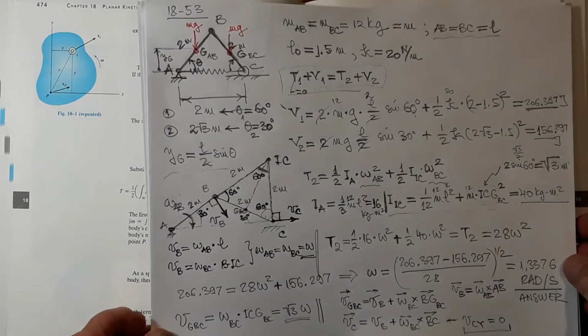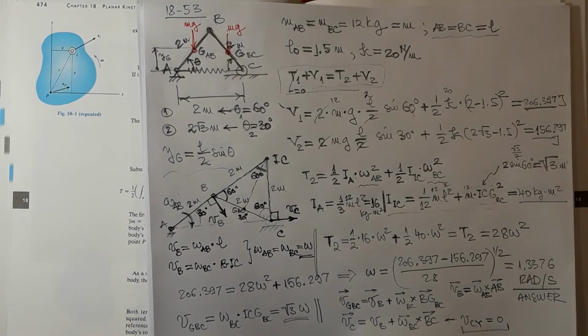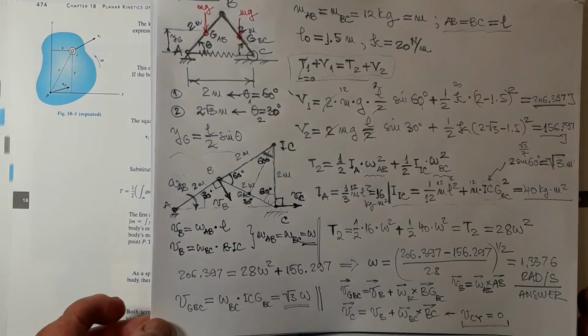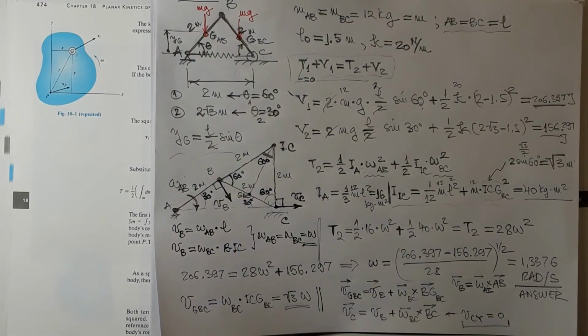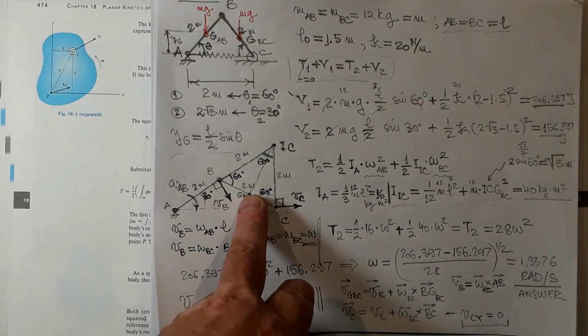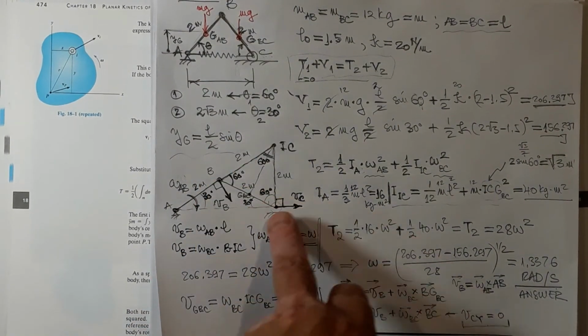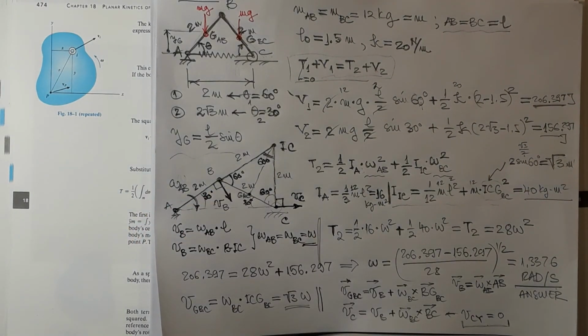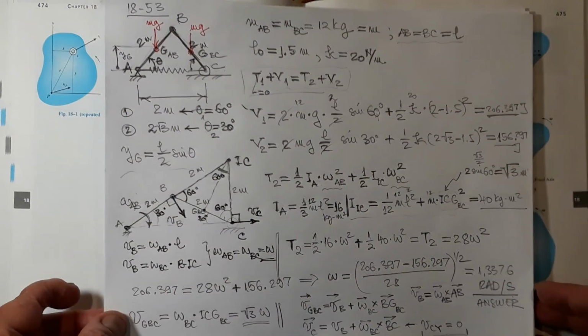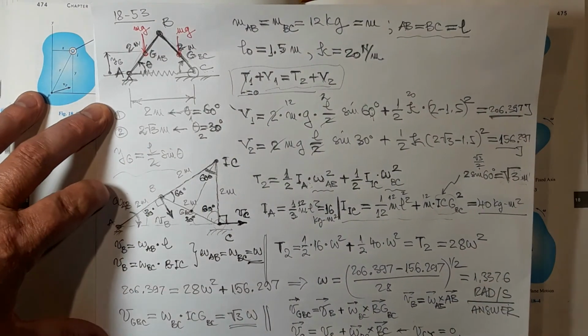So I guess this is a more involved approach. We can use instant center just to find the velocity of the center of mass, or we can use instant center with the kinetic energy about the instant center for the rod BC, which performs general motion. And this is the way I have the problem solved.